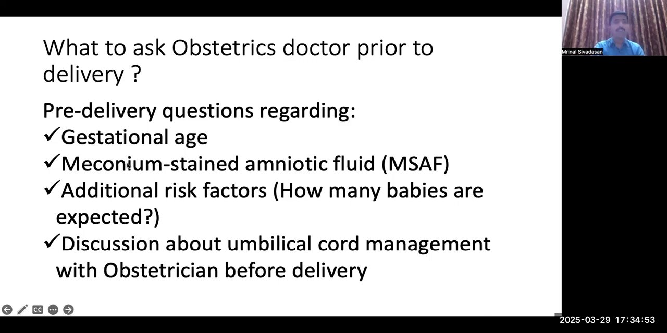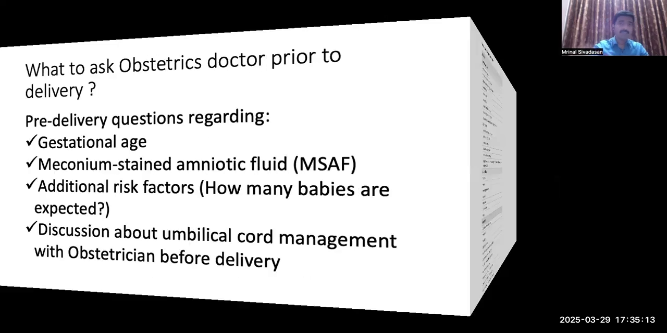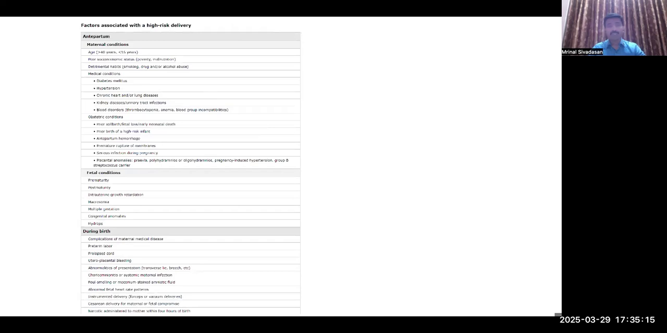So what you should ask the obstetrician. Like I've already told you, whether the baby is preterm, term, whether there are twins, triplets, whether the amniotic fluid is meconium stained. And definitely umbilical cord management. If the baby is not crying, then early cord clamping, cutting, and if the baby has cried, then keep the baby on mother's abdomen, especially if the baby is more than 34 weeks or term.